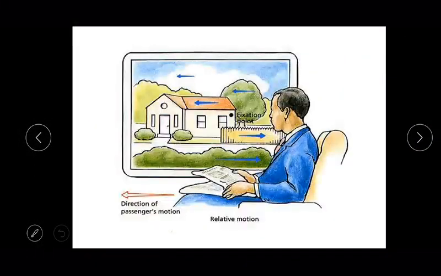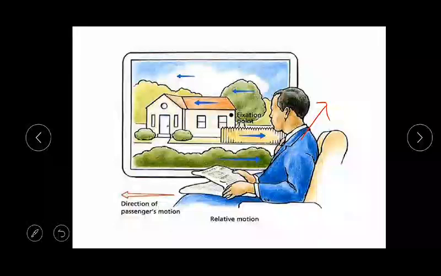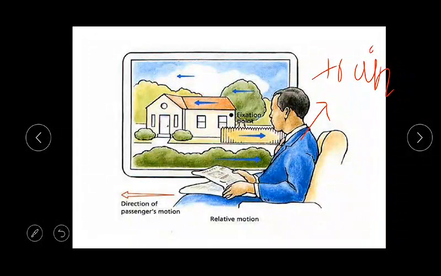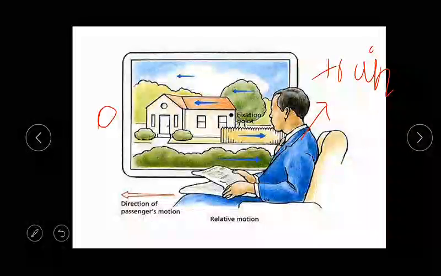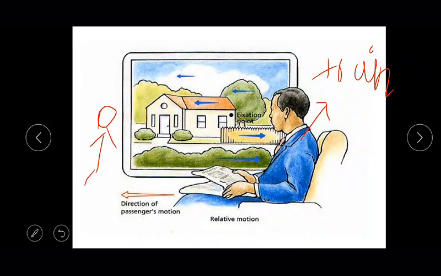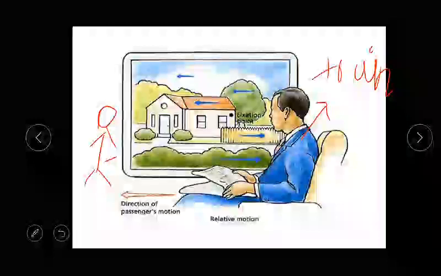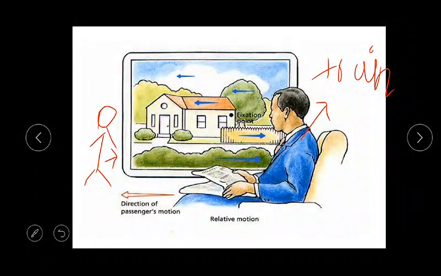Okay, so here we see a person is sitting in a train. The person is inside a train, and let's say there is a co-passenger here. For this co-passenger, this person is not moving, the person is at rest.